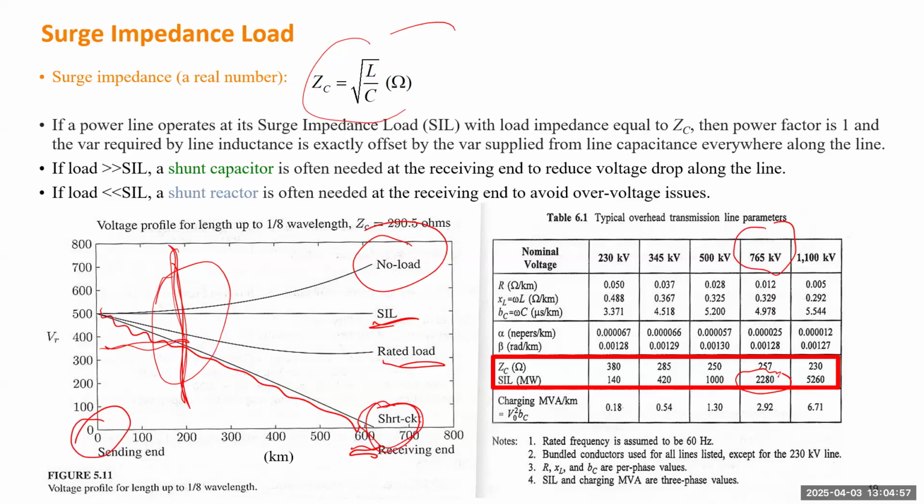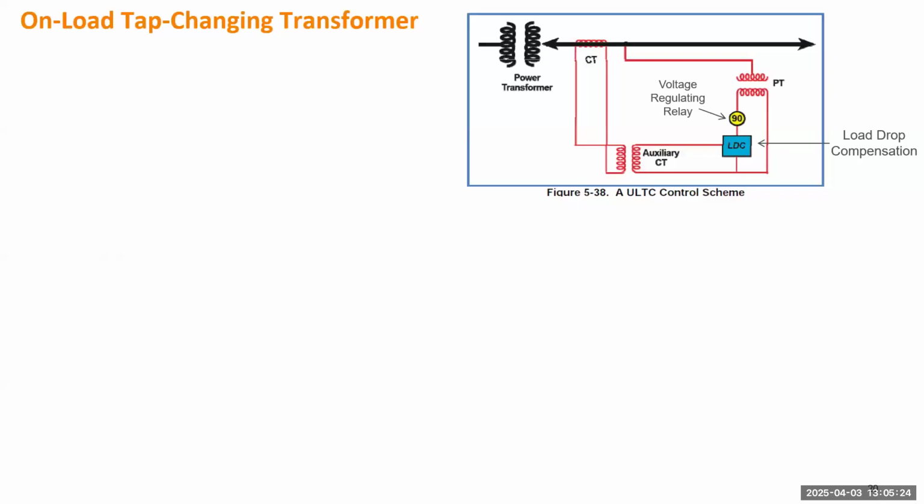If I wanted to use this if load is greater than the SIL formula, then I would include the L of the transformer in that. You should not include the transformer because the transformer is a different thing. This is talking about how the voltage is distributed along the transmission line. If it's near the surge impedance load, that will be perfect. Okay, how about the transformer?